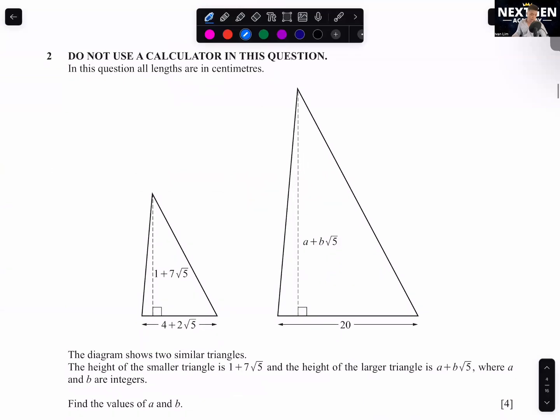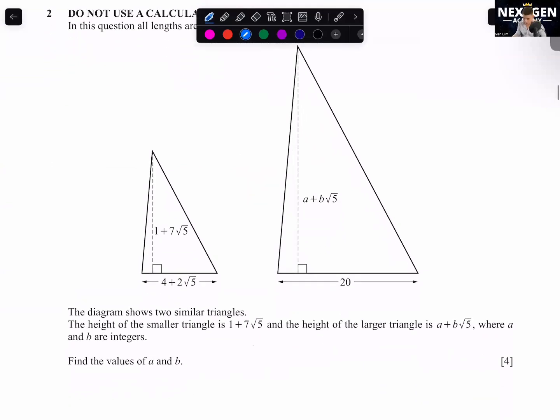They say do not use a calculator in this question. You will use the calculator to check your answer. The diagram shows two similar triangles. The height of the smaller triangle is 1 plus 7√5, and the height of the larger triangle is a plus b√5. a and b are integers. Find the values of a and b.